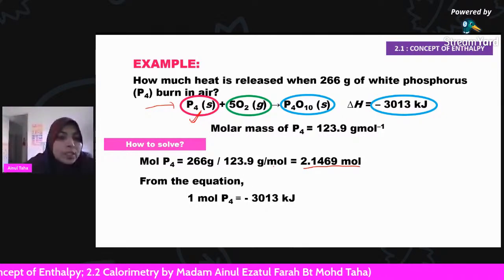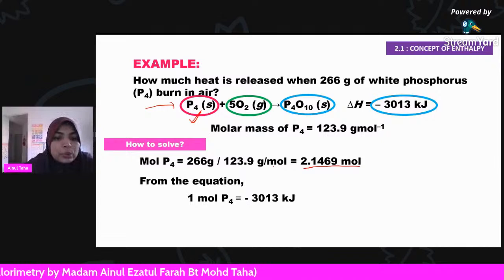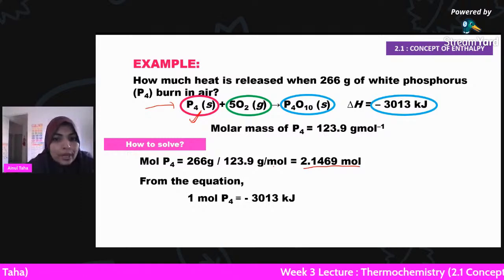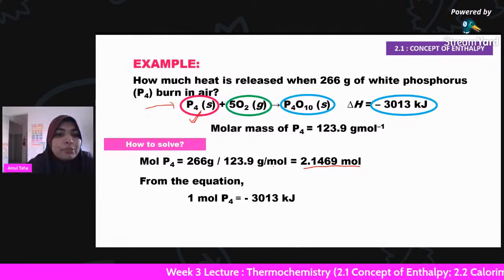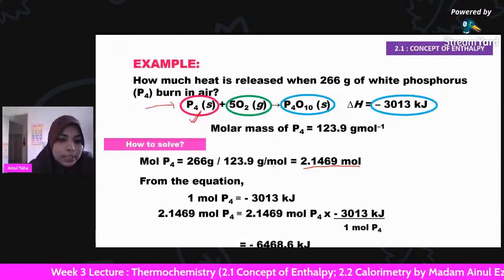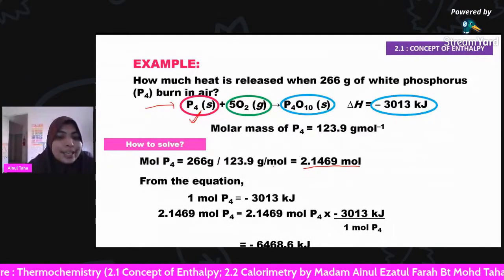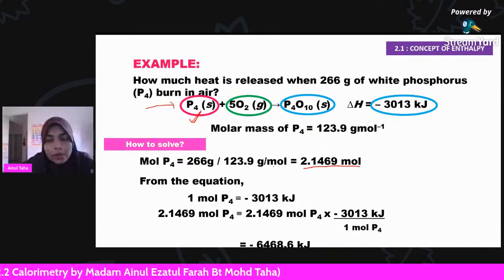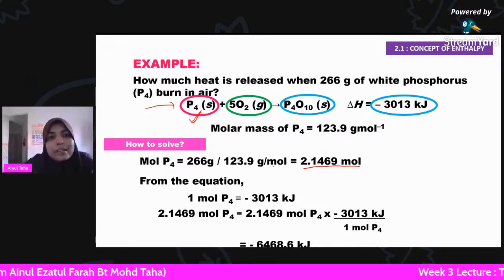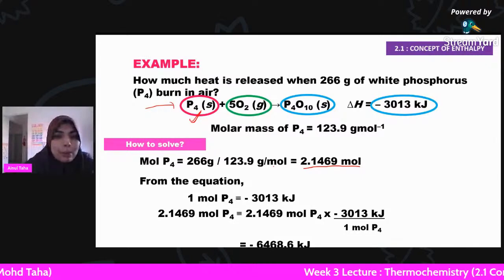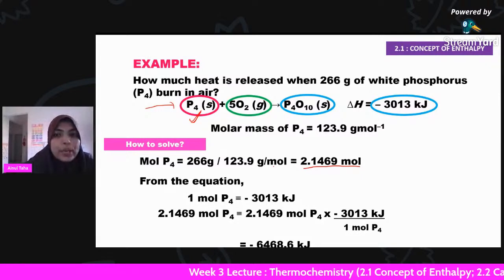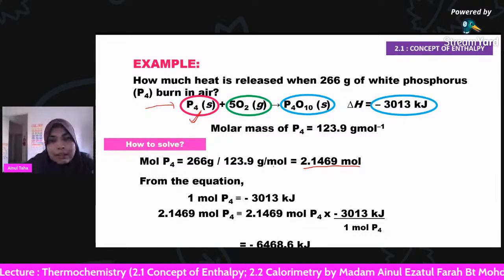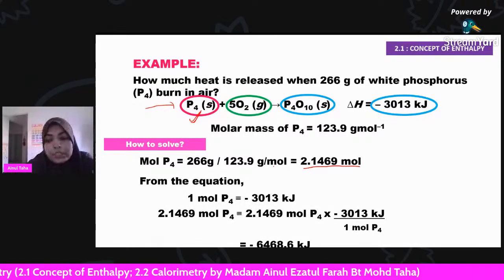From there, you have to compare using the stoichiometry. 1 mole of phosphorus is equivalent to negative 3013 kilojoule. But now you have 2.1469 mole of phosphorus. So how much is it? It is equal to negative 6468.6 kilojoule. So that is how you're going to find the heat released or heat absorbed in the reaction if you have the thermochemical equation. Okay, this is just an example of a question that I share with you, and you can try the next questions.